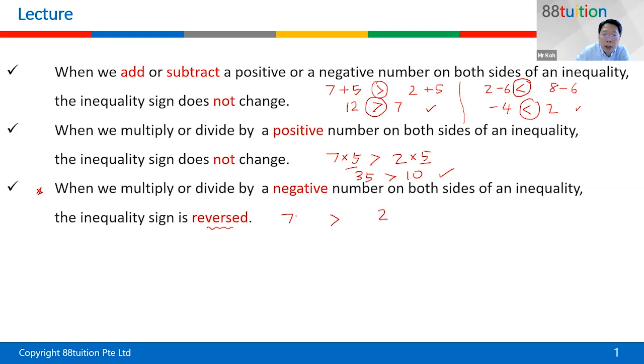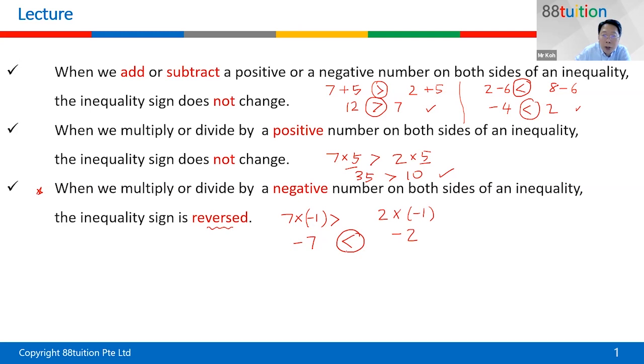Now, multiply by a negative number. So I'm going to multiply by just minus 1. So you're going to see the result here. This is minus 7. This is minus 2. So you realize that minus 7 has to be less than minus 2. So the inequality sign actually reverses. This is what it means.